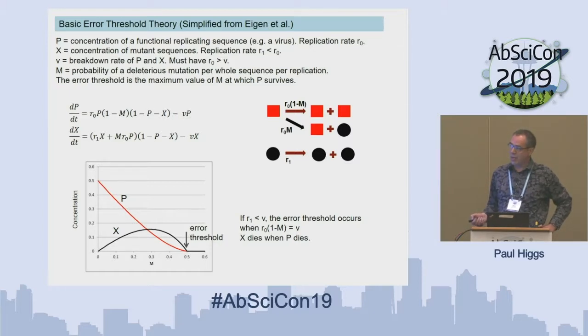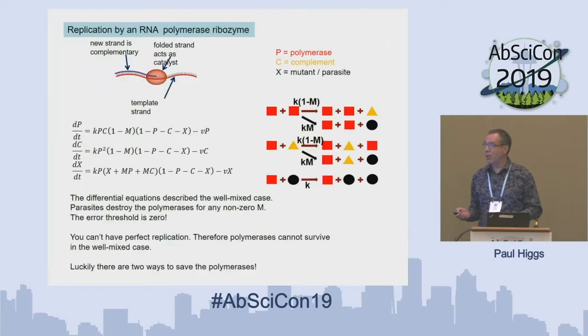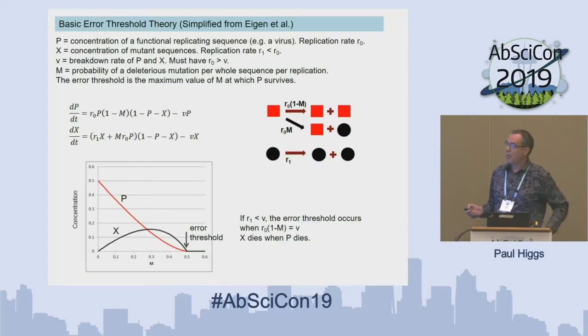This is the case where the black ones, the X's, cannot replicate by themselves. The replication rate R1 of the black ones is less than V, so the black ones die when there are no red ones left. So everything dies when mutation is high. That's the basic error threshold theory.